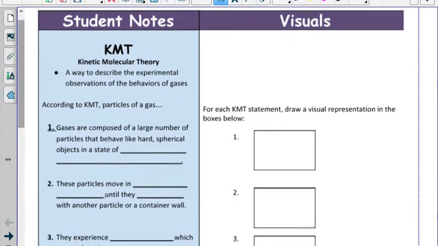All right, so these are our KMT notes, or kinetic molecular theory notes. And what kinetic molecular theory is, it is a way to describe the experimental observations of the behaviors of gases. So the word kinetic means motion. So what does the kinetic molecular theory mean? Well, it's how molecules move. All right, so according to KMT, particles of a gas follow 5 different laws or 5 different steps.